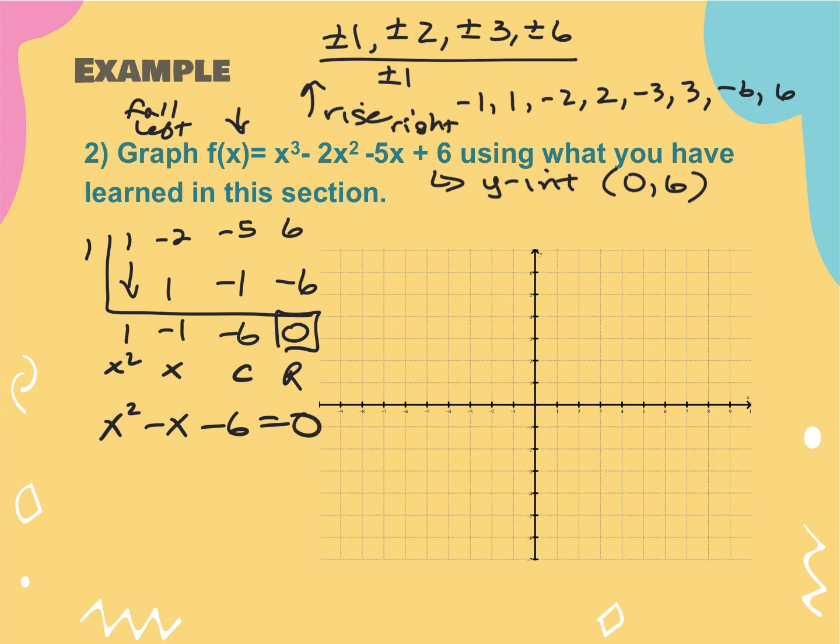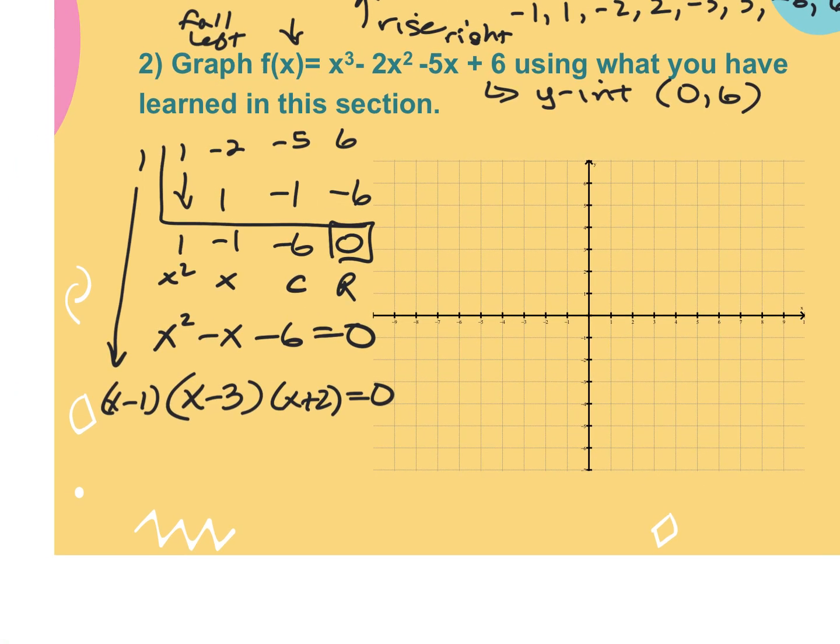I now have to see if I can factor this. It's faster than doing quadratic. If it's not factorable, do quadratic to get the other zeros. This is factorable. It'll factor into x minus 3 and x plus 2. Don't forget about the 0 you already found. That was the x minus 1.